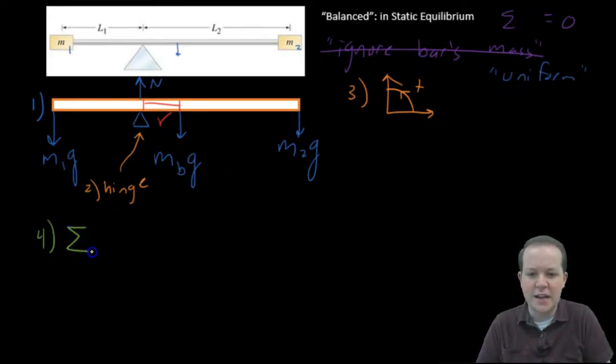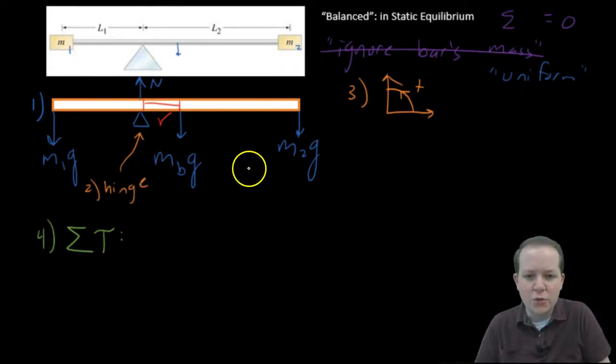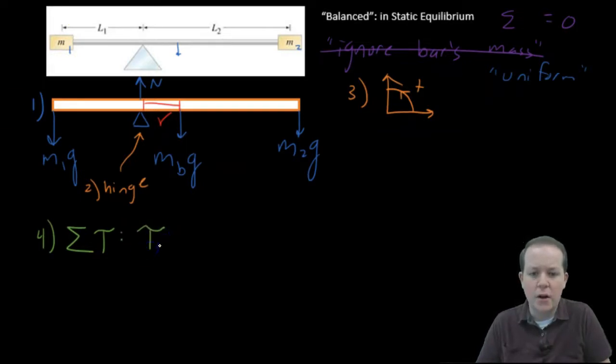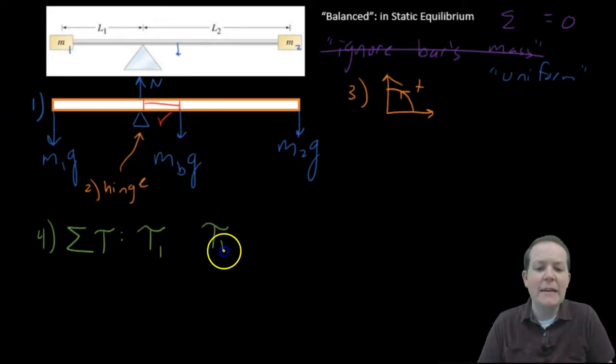So that's how I'm going to start. Sum of the torques. Okay? First one. What's the first torque you imagine right here? Well, this M1, that's going to be exerting a torque. So there's torque 1, tau 1. How about the torque from the weight? Okay, so I'm going to have tau bar. I'm not going to add any pluses or minuses yet. We'll do that when we figure out direction.